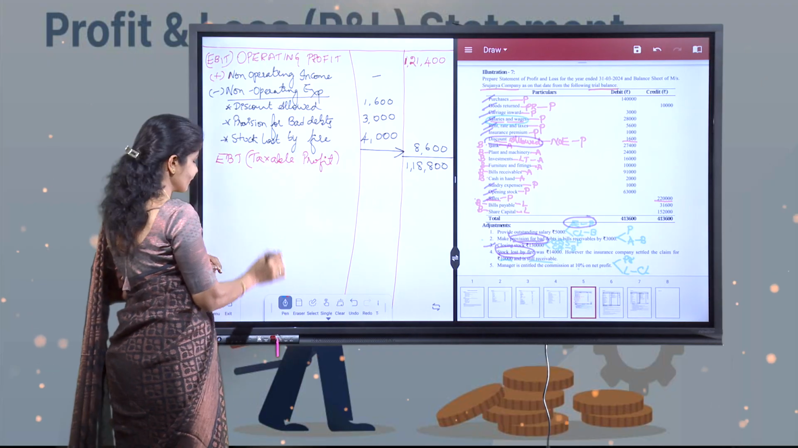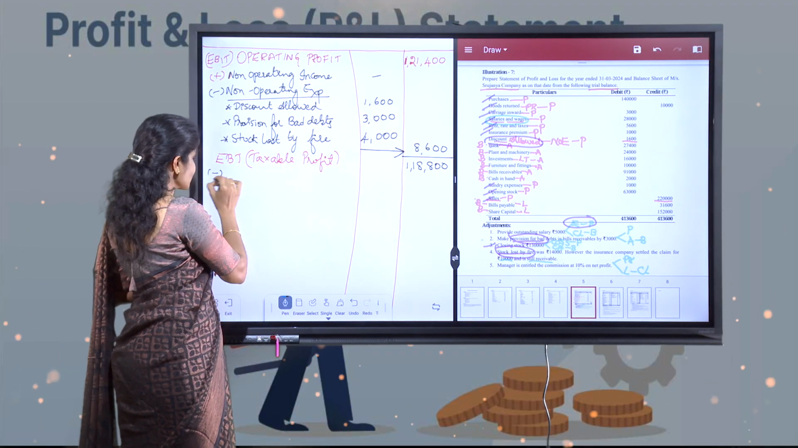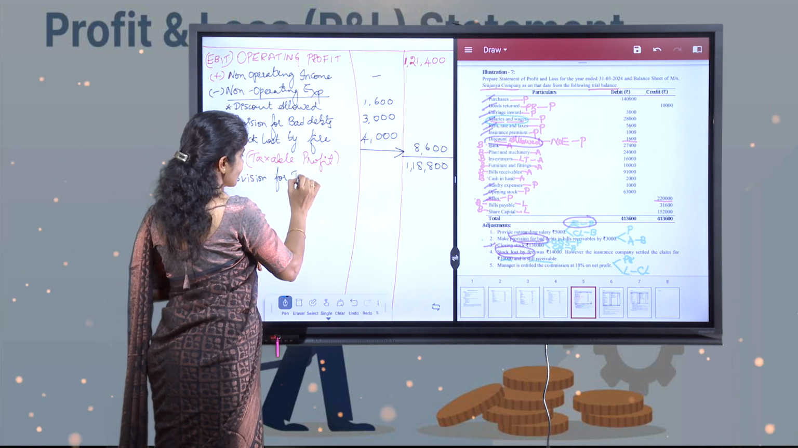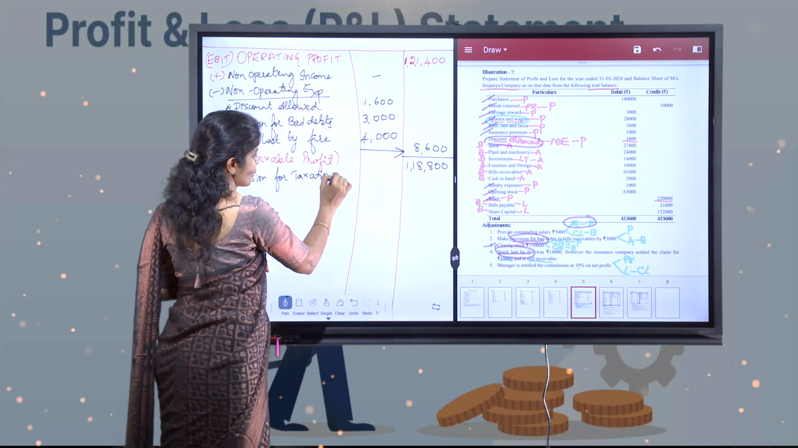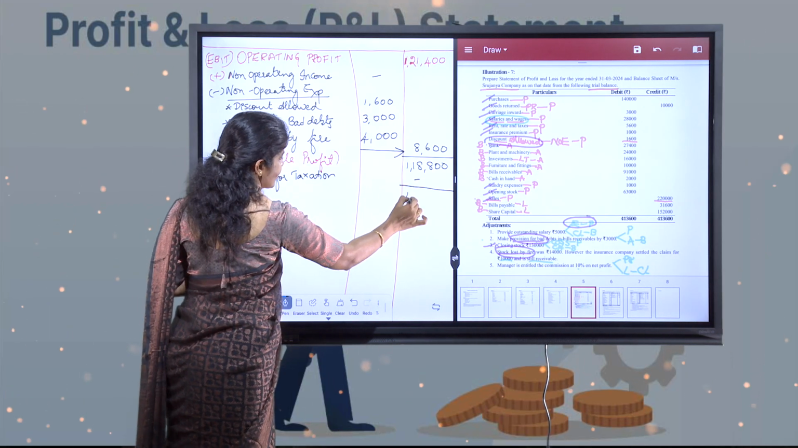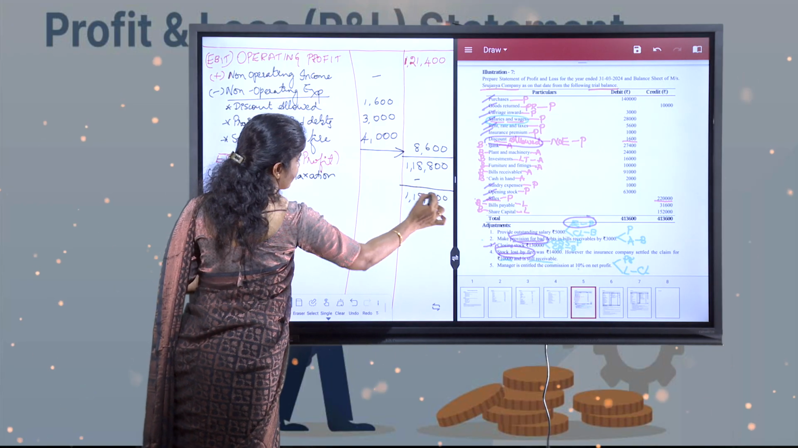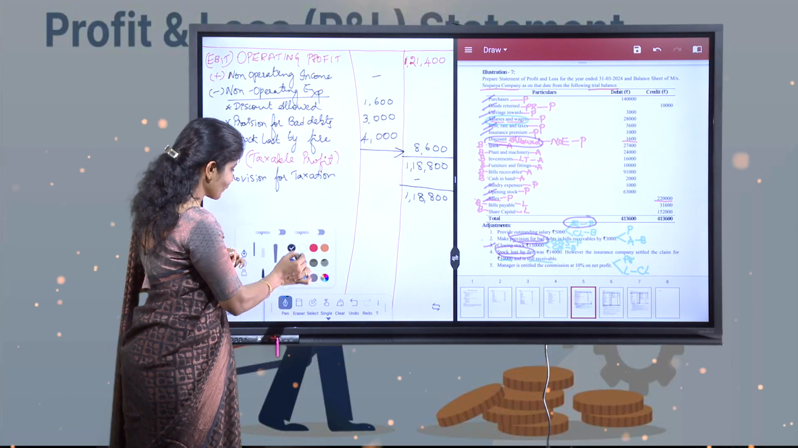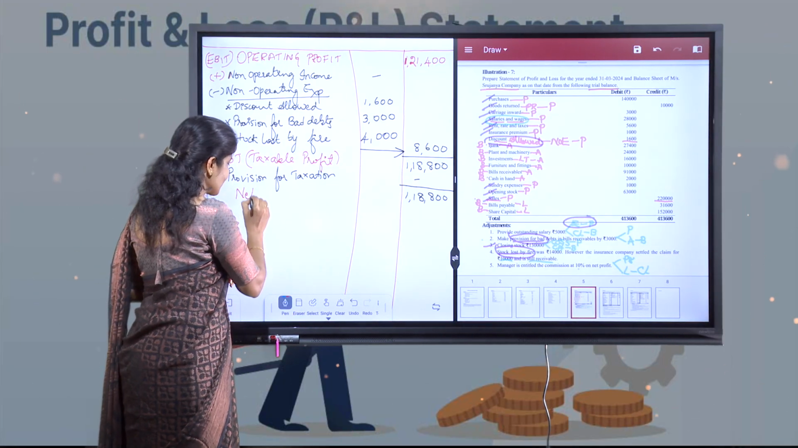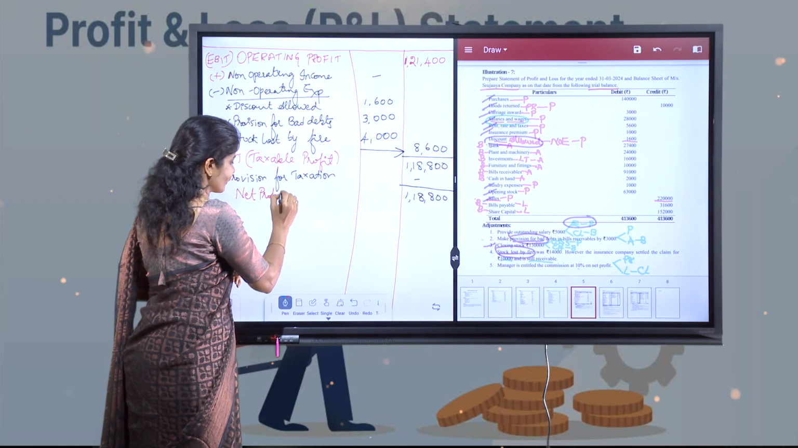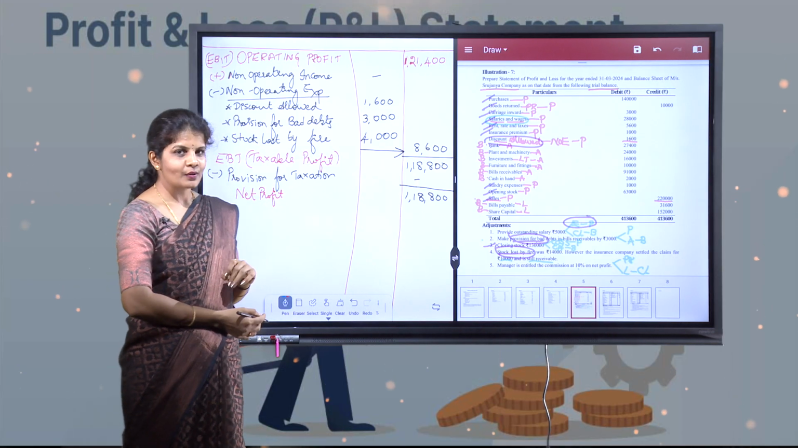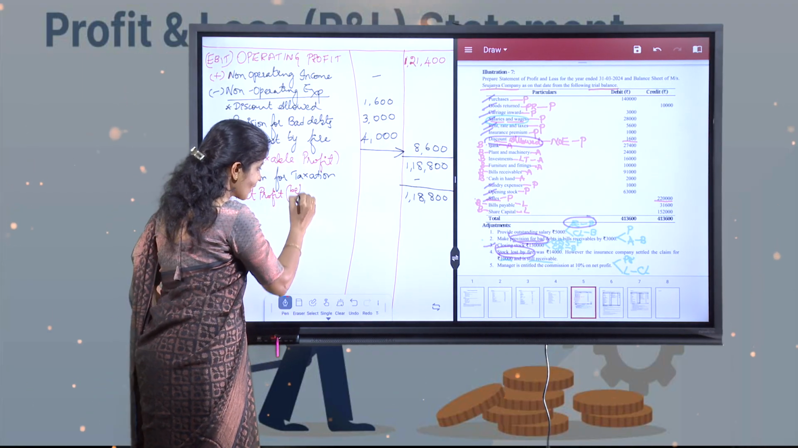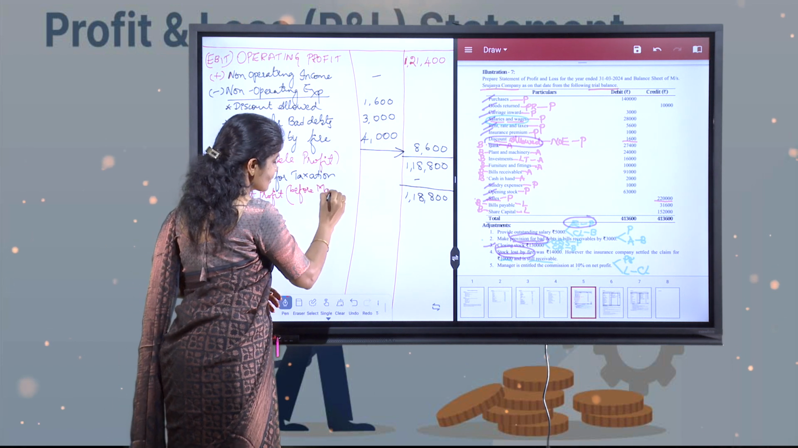What we have to do now? We have to deduct tax. So less provision for taxation or tax. Since there is no information on the provision for taxation, the balance we got is called net profit. But that net profit is not the actual net profit. Why? Do you know why? Because this net profit is before manager's commission.